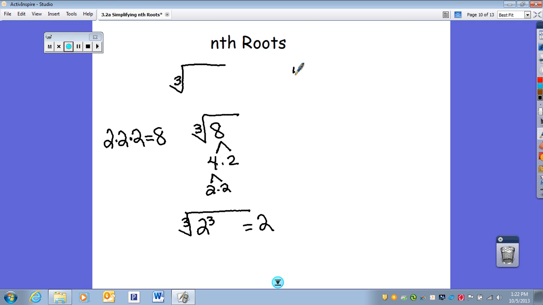We also have fourth roots, and that's going to be the same concept. What times itself 4 times is going to give me our answer. And so this time we want groups of 4 when we are rewriting our radical.